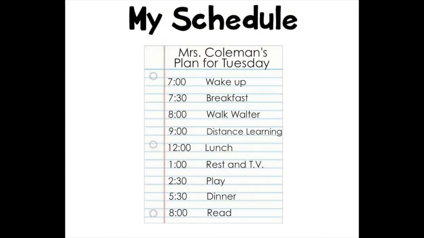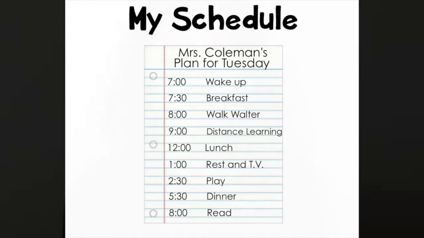At 7 o'clock, I plan to wake up. At 7:30, I'm going to eat breakfast. At 8 o'clock, I'm going to walk my dog Walter. At 9 o'clock, I'm going to do distance learning. At 12 o'clock, I plan to eat lunch. At 1 o'clock, I'm going to rest and watch TV. At 2:30, it's time to play. By 5:30, I would like to eat dinner. At 8 o'clock, I'm going to do some reading.